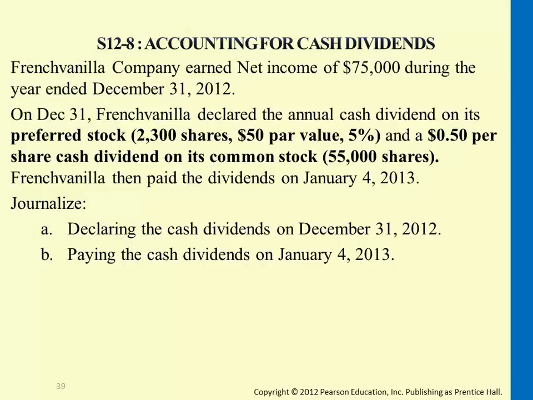$0.50, it tells you for common shares, each share, they're getting 50 cents. So if I own one share, I'm getting 50 cents. I own two shares, I'm getting $1. So basically you use the 50 cents times the total amount of shares. Total number of shares is 55,000 shares. That will be the common part.